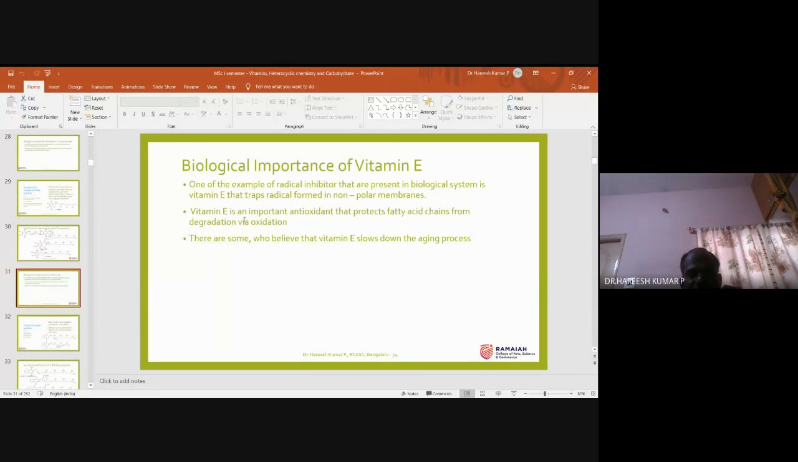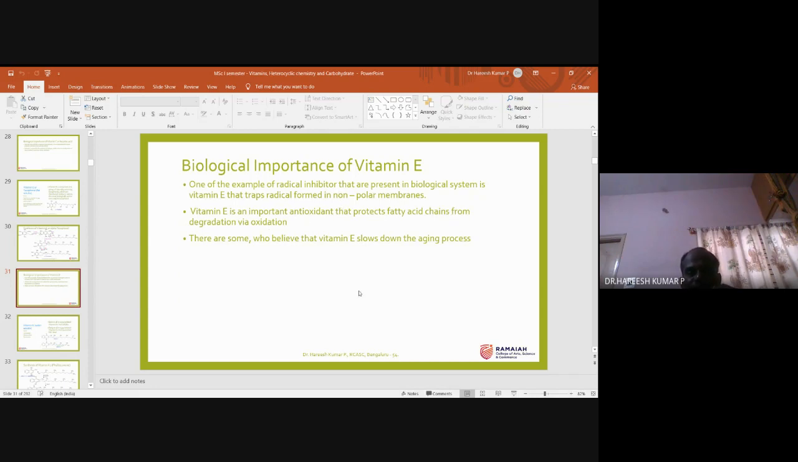So vitamin E is an important antioxidant. Antioxidant means it will stop the oxidation by free radicals, and thereby protects the fatty acid chain. So you know that fatty acid belongs to the fat layer. Fatty acid does not belong to the aqueous layer. It belongs to the fat layer, and it is protected from degradation via oxidation.